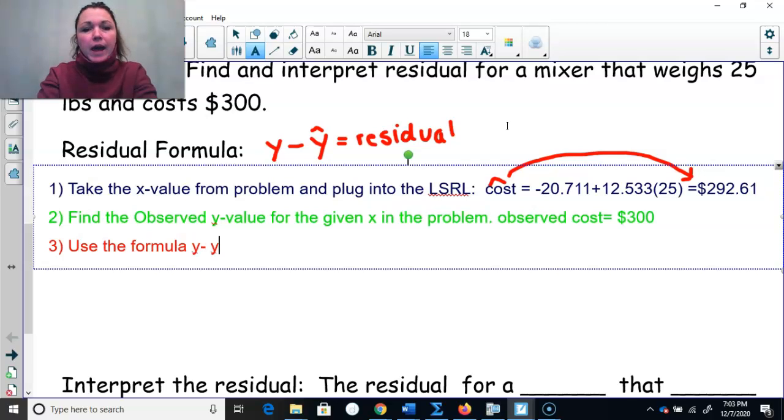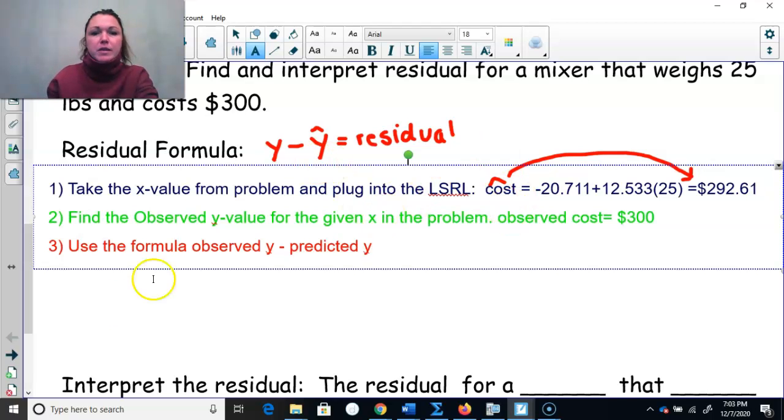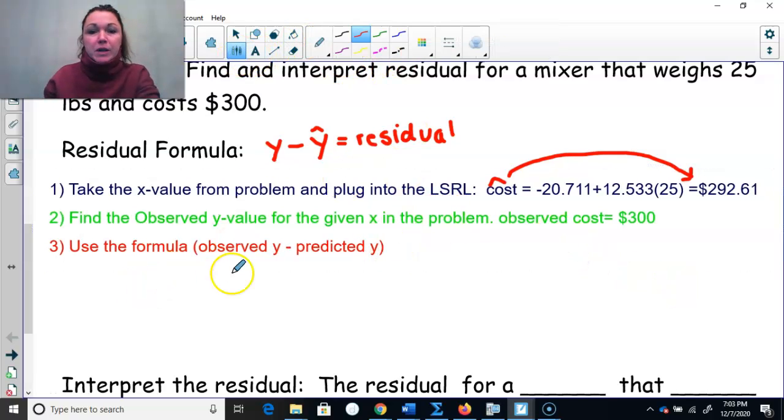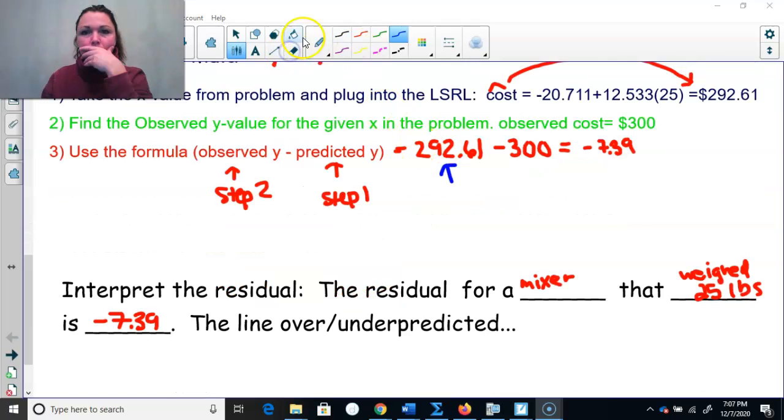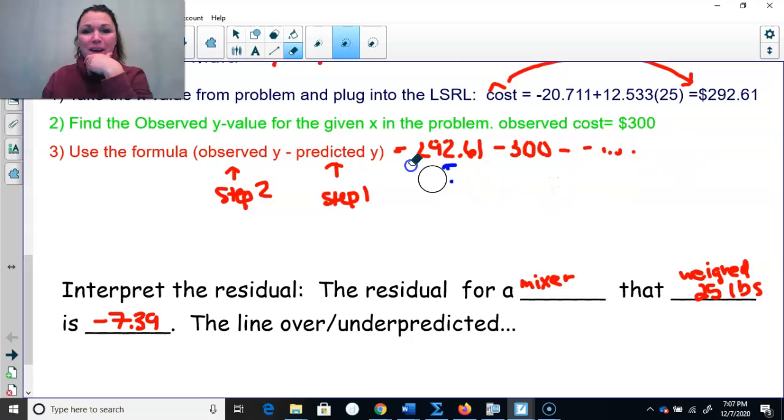Y minus Y hat, or we'll just do observed Y minus the predicted Y. Okay, so this is our formula right here. We're going to take our observed Y minus our predicted Y. Our observed Y is what we observed in step 2. Our predicted Y is what we found in step 1. So we're going to subtract those.